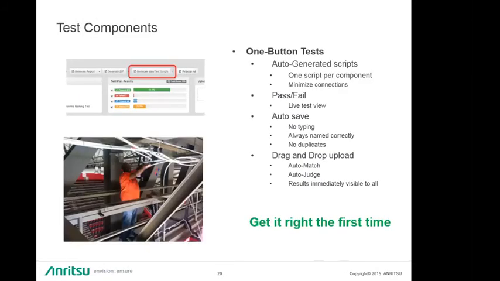Okay, then there's a one-button test. There's a red rectangle around a button, a magic button called Generate Easy Test Scripts. This goes to the test plan and generates the scripts. Technicians then download and execute them, and it's generally arranged so there's one script per component, so you minimize connections.